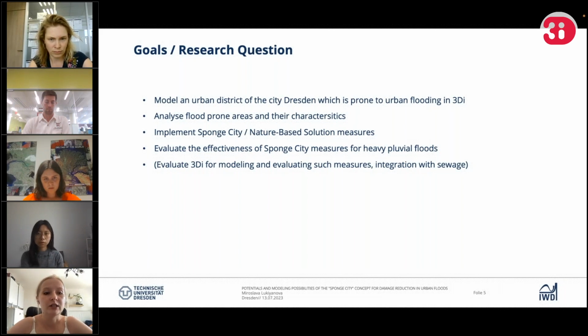As well, during the program and the thesis, I should analyze flood-prone areas and their characteristics, implement sponge city measures, which are nature-based, as I said before, evaluate the effectiveness of sponge city measures for heavy pluvial floods, and use DryD for modeling and emulating such measures, integration, and sewage.